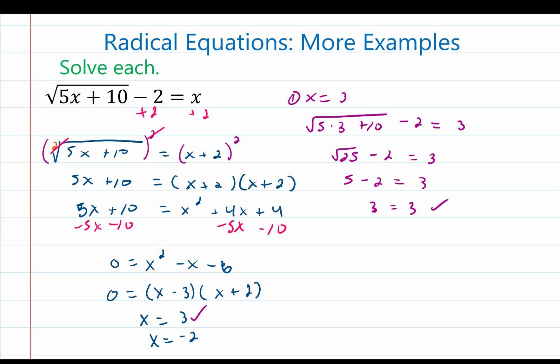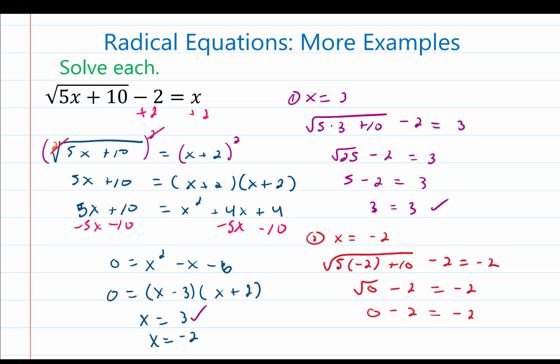Now let's repeat the same process for our second solution. And so number 2, we have a solution of x equals negative 2. So underneath the radical, I have 5 times negative 2 plus 10 minus 2 is equal to negative 2. Well, 5 times negative 2 is negative 10, and negative 10 plus 10 is equal to 0. So I have the square root of 0 minus 2 is equal to negative 2. The square root of 0 is 0, so we have 0 minus 2 is equal to negative 2, which gives me negative 2 is equal to negative 2. So we have now verified that both of these solutions are in fact true, and there are no extraneous solutions.